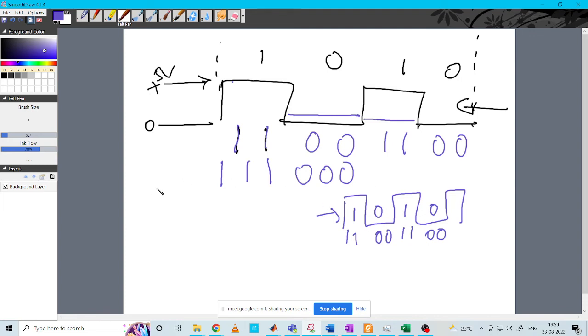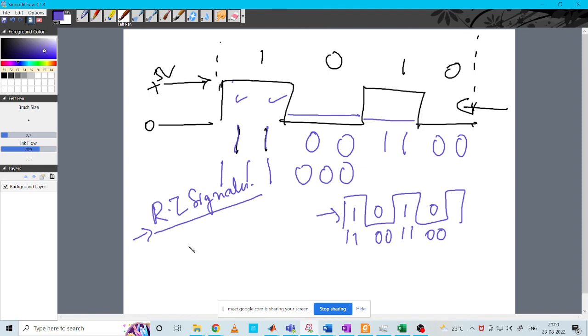So to solve this problem, you have something like return to zero signaling. This is a problem with this kind of wave. If you represent 1 with positive volts and 0 with negative volts, then you need to have clock information to understand how many ones are there in this positive cycle and how many zeros are there in this negative cycle. So there is something called return to zero signaling. Return to zero signaling is like this. You have 1 like this, and you have 0 like this.